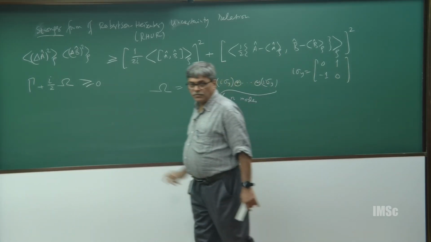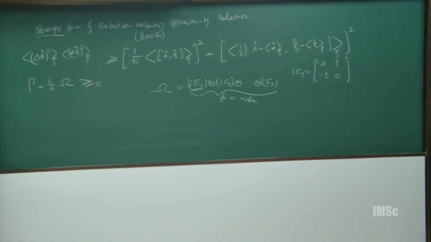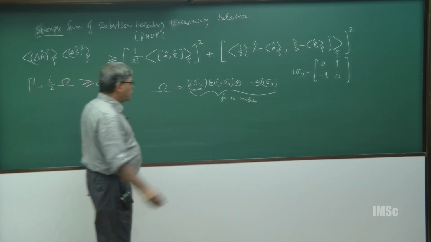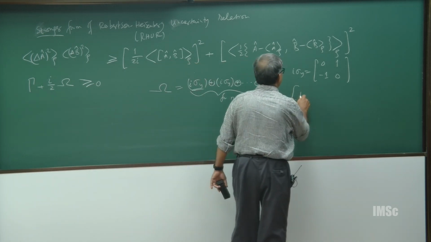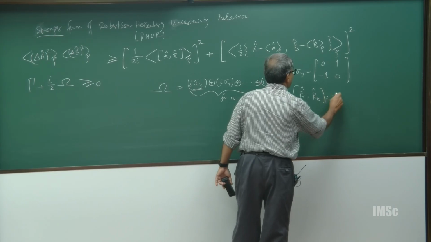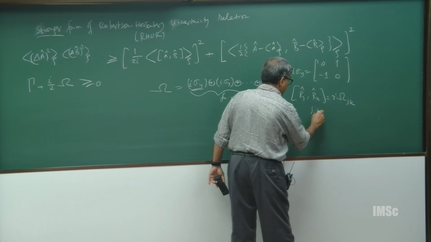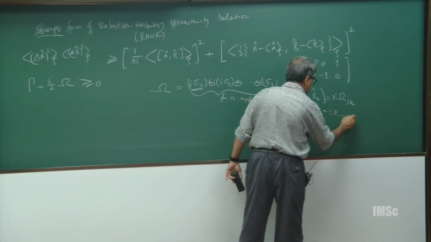Okay. So, you have this block diagonal form of this matrix, and this comes from your commutation relation, like R j R k commutator is equal to iota omega j k, for j and k equal to 1, 2, 3 up to twice n.